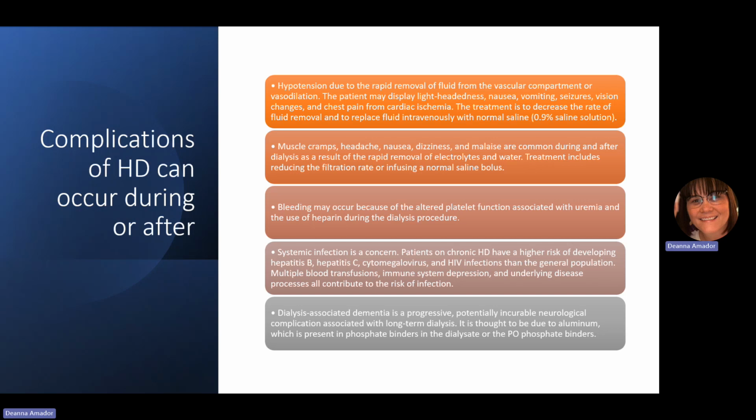Obviously, an infection could happen because this is an invasive procedure. So systemic infection is a concern. They have a high risk of developing hepatitis B, hepatitis C, cytomegalovirus, HIV infections because of the multiple blood transfusions that happen. So they have a lot of risks. They have this dialysis associated dementia. This is a progressive, potentially incurable neurological complication because of long-term dialysis. So there's a lot of complications that can occur with HD or hemodialysis.